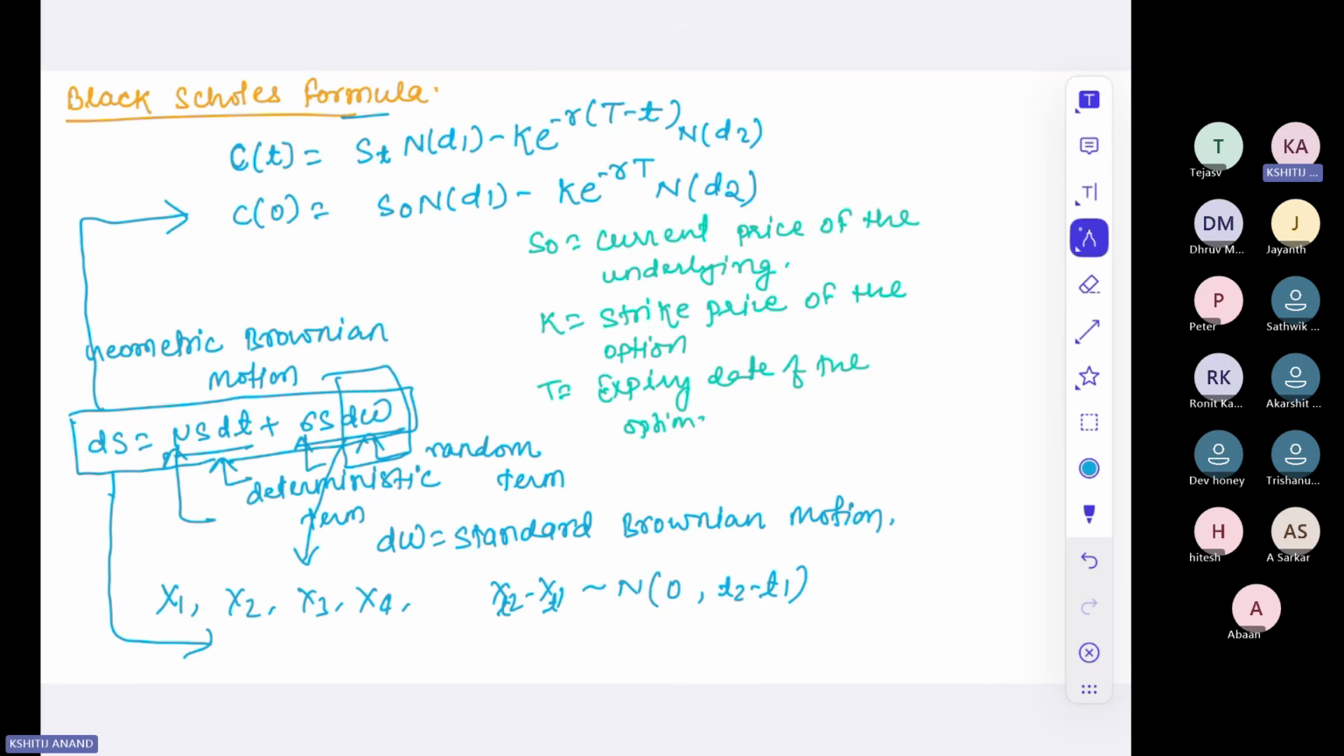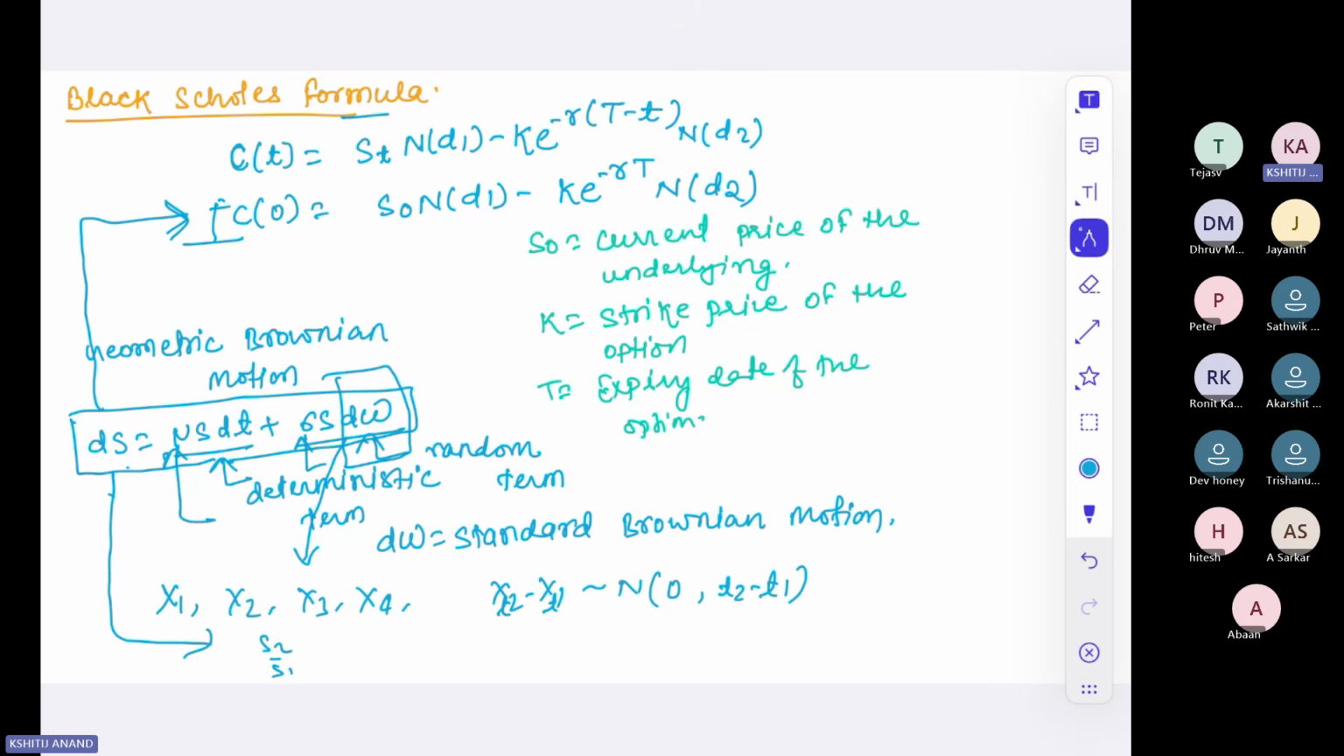Basically, if you see this particular equation, it tells you that the return of a particular stock follows a normal distribution. Okay, the return of a particular stock. So if you find the returns on each day, what will the return on each day be? It will just be S2 minus S1. So it follows a normal distribution, and from that basic assumption, you have derived this particular formula.